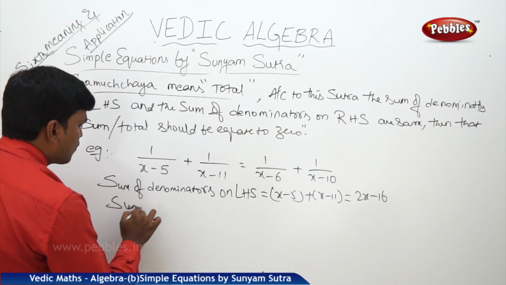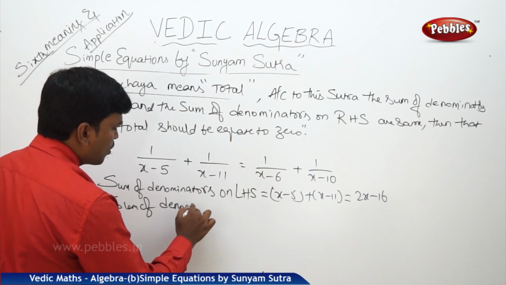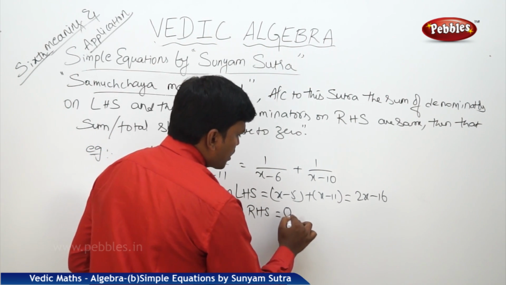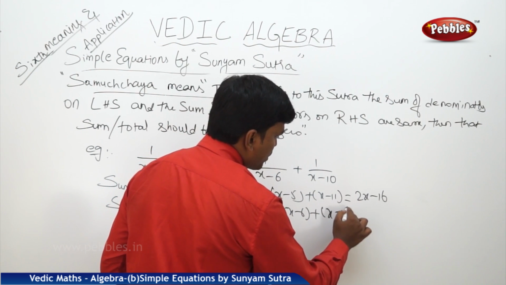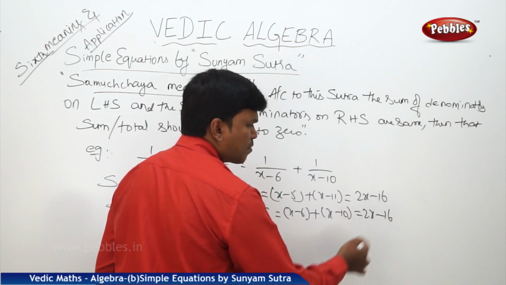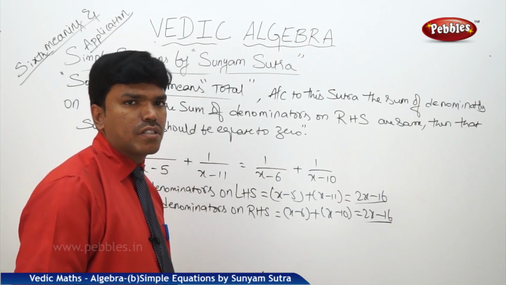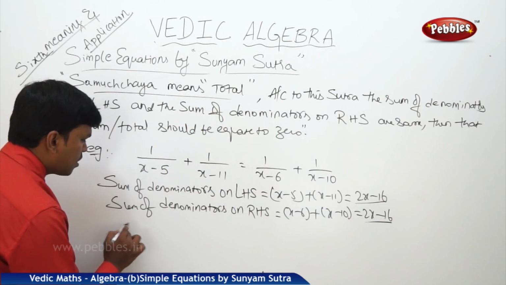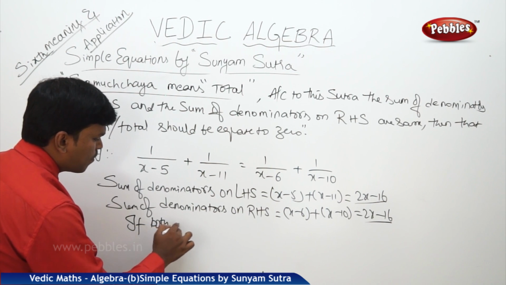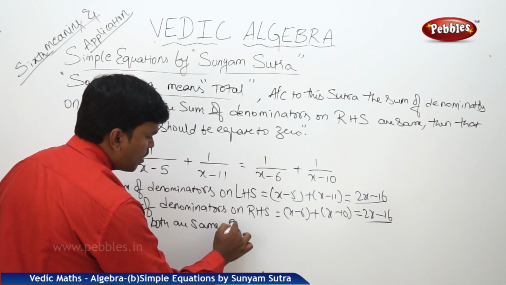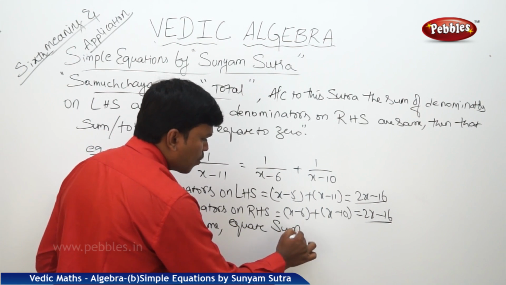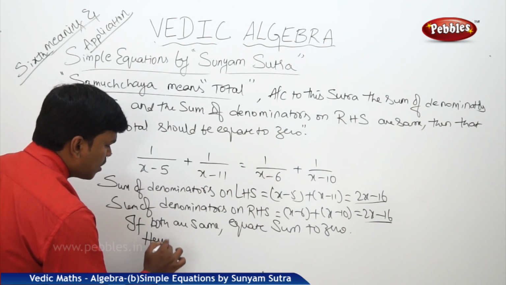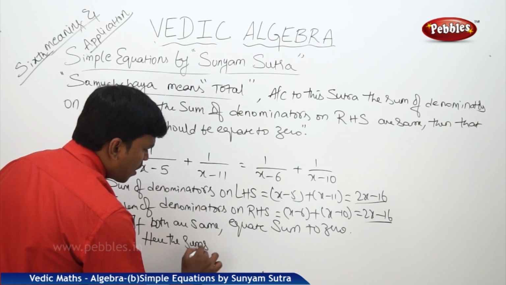Similarly, the sum of denominators on the right hand side equals x minus 6 plus x minus 10. How much? 2x minus 16. If you observe, the sum of the denominators on both the sides, the left hand side as well as the right hand side, both are the same. If both are the same, equate the sum or total to 0 to get the solution. Yes, the sums are the same here.